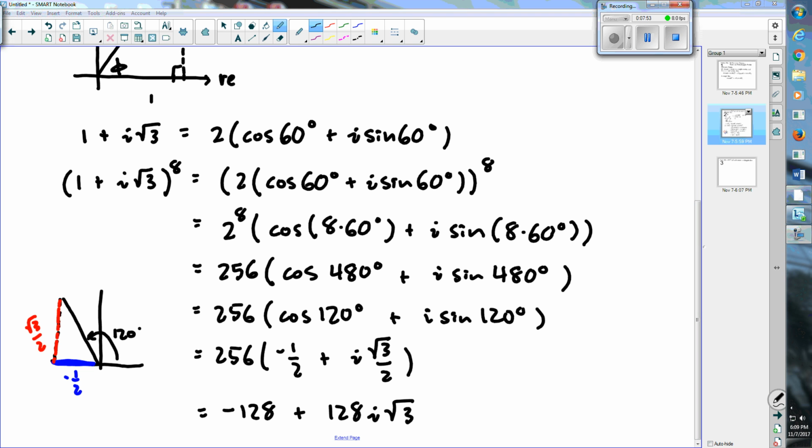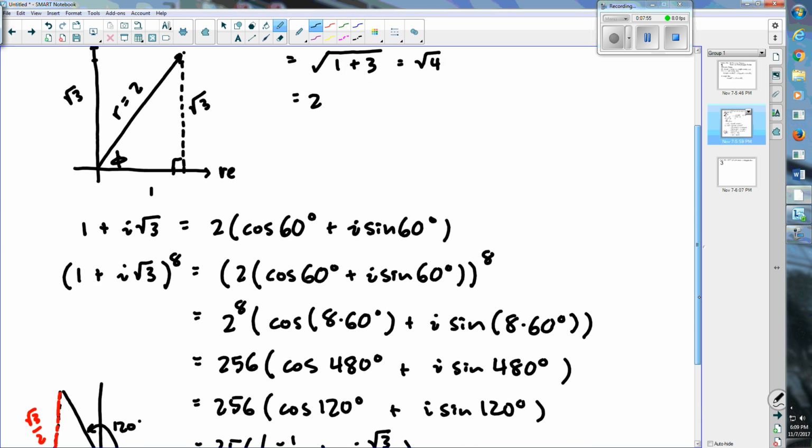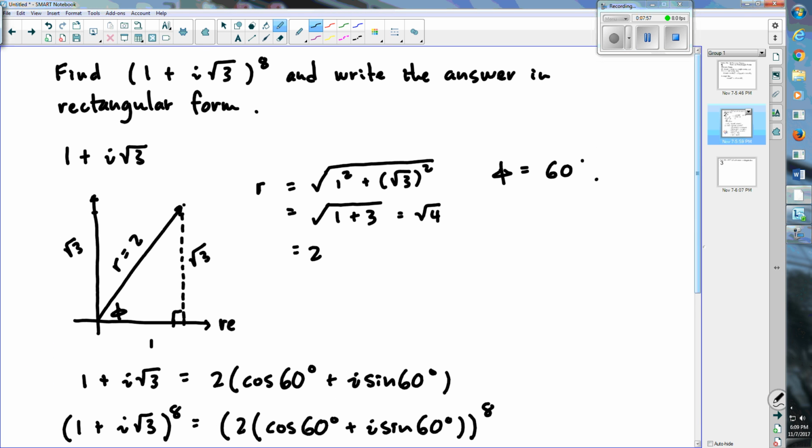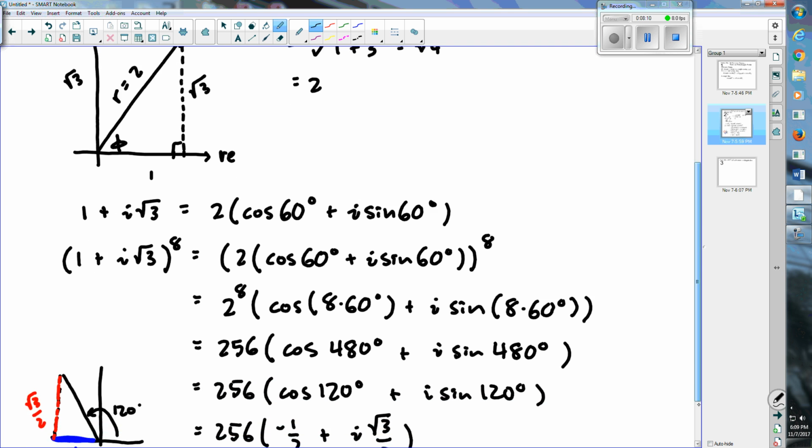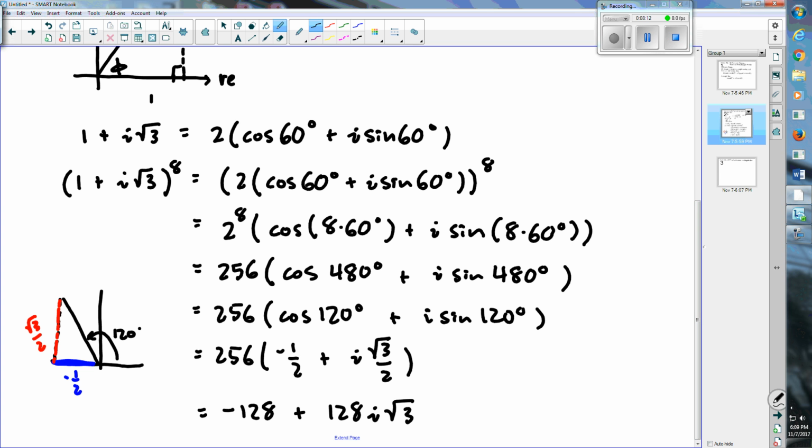Oh, I misread that. Hold on. Let me go back. It's not the same number that we started with. We started with 1 plus i √3, and then we raised that to the 8th power. What we did was write 1 plus i √3 in its polar or trigonometric form, and then raise it to the 8th power using DeMoivre's theorem to end up with negative 128 plus 128 i √3. That's what we did. So let's try another example.